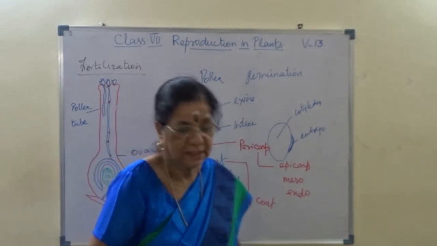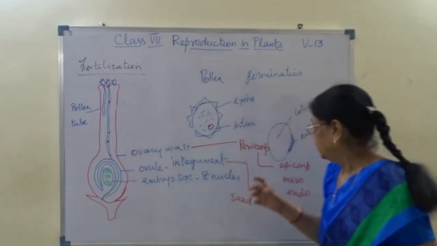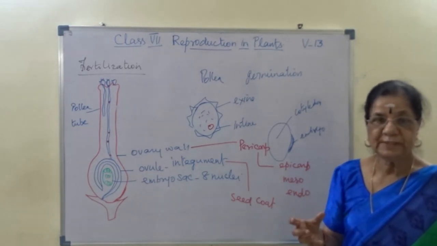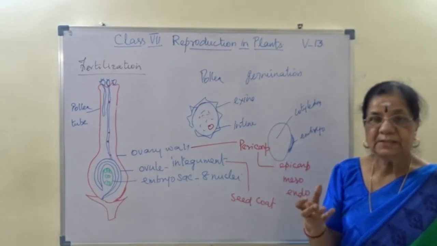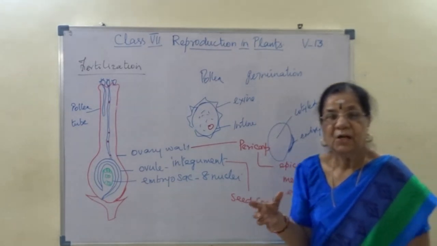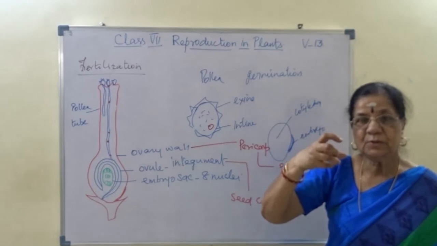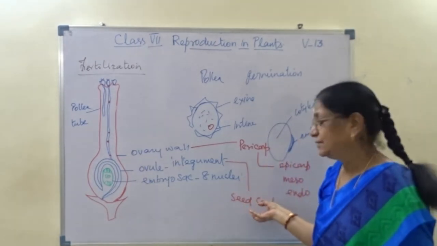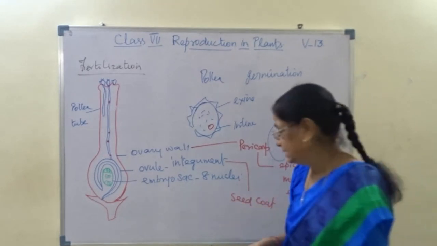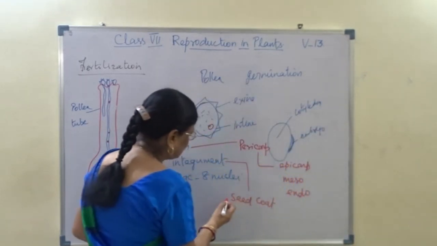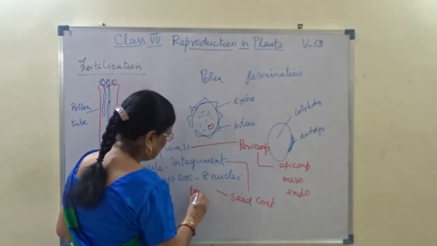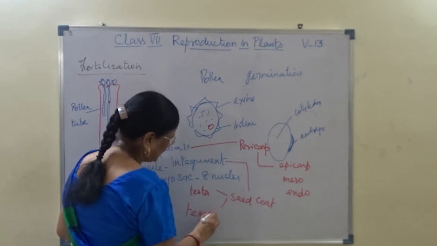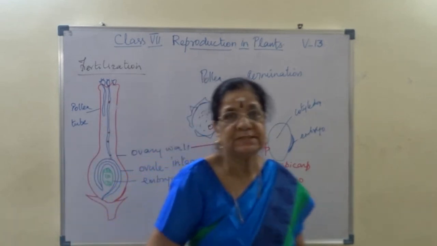It is forming the seed pod, like in mocha, beans, and the seed inside it. And the seed coat, the outer layer is called testa. The inner layer is called tegmen. I hope you understand.